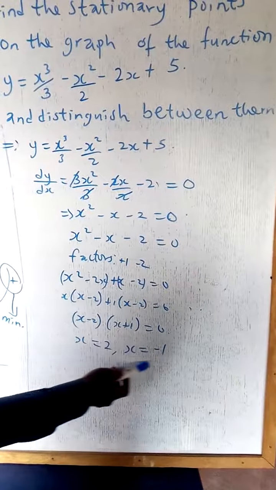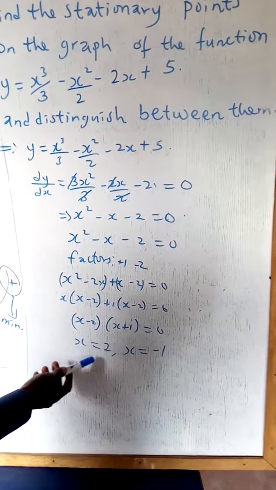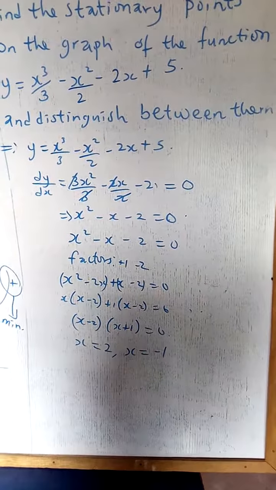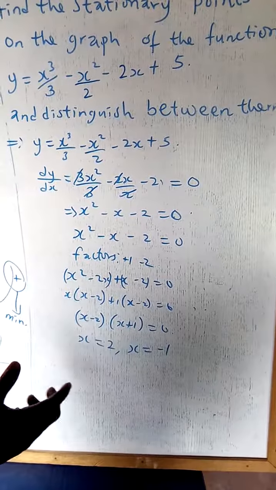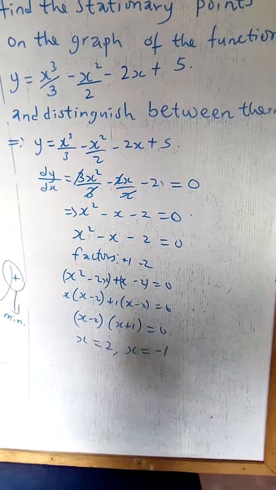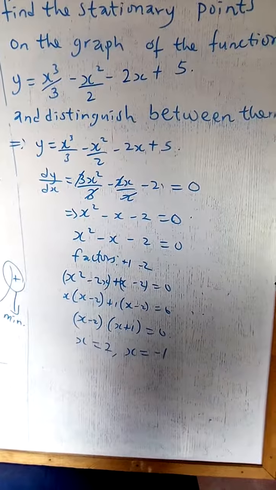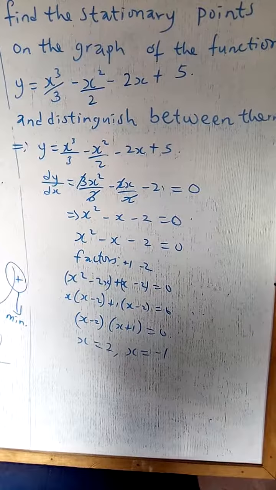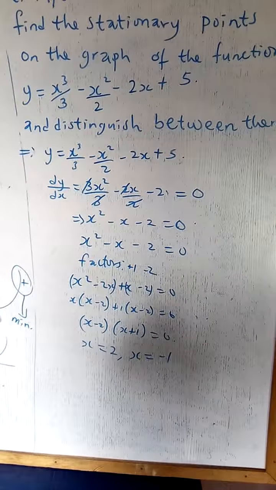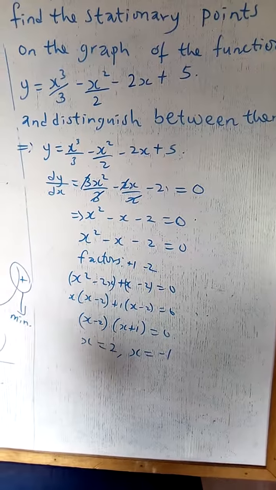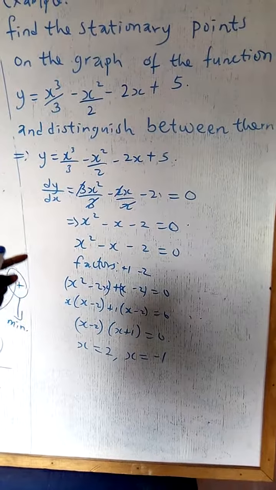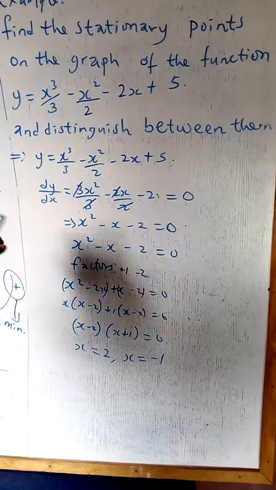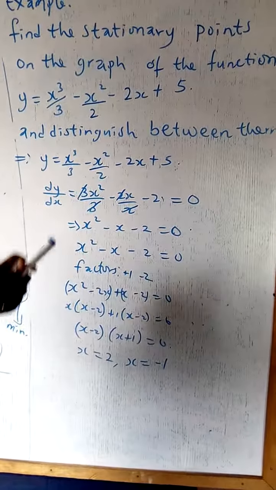Now, the stationary points for y occur when s is 2 and s is minus 1. But we are expected to find the nature of the stationary points. Is it a minimum, a maximum, or a point of inflection? I told you that to find the nature of the stationary point, we have to differentiate the function a second time.